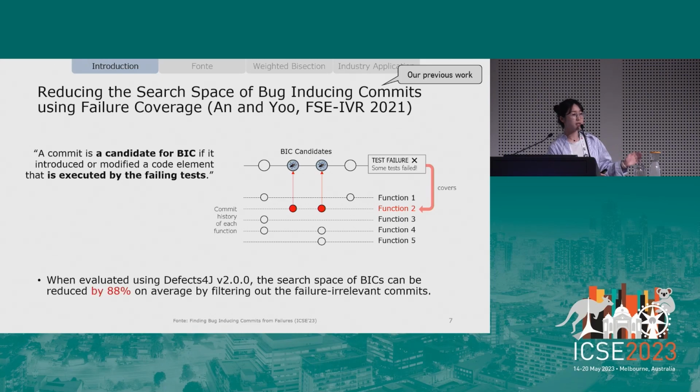When we evaluated this using Defects4J version 2, the results show that failure coverage can reduce the BIC search space by around 88% on average. Although this is a significant reduction, we still have a remaining question. What is the actual BIC among these candidates? So to solve this question, we propose Fonte, which can rank the BIC candidates according to their suspiciousness.